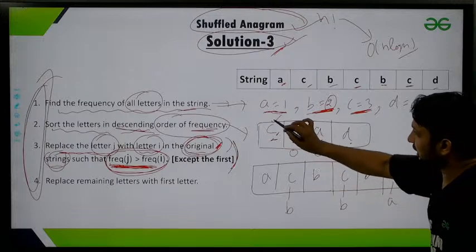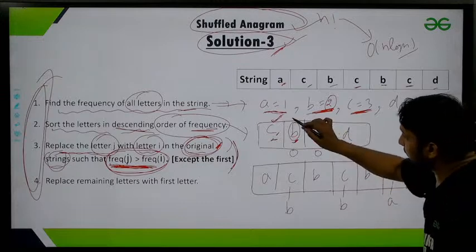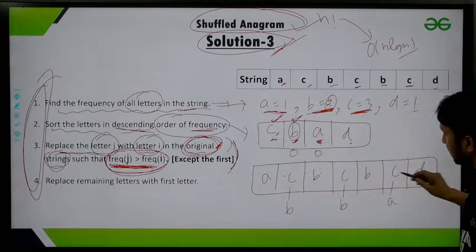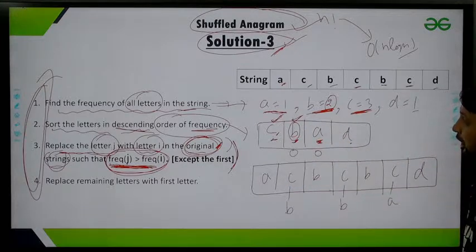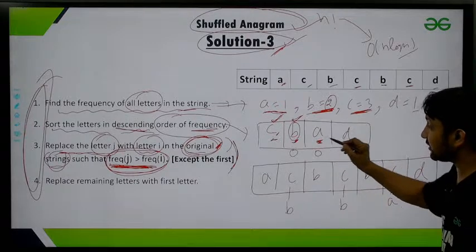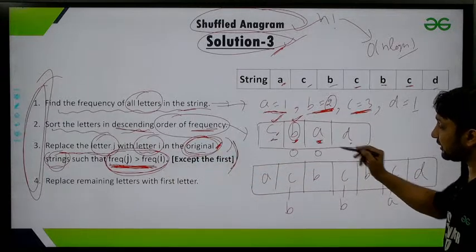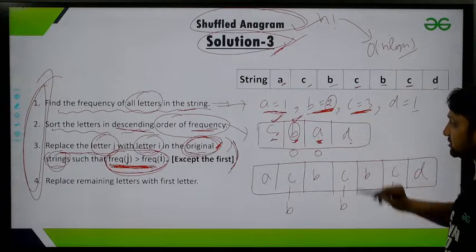See, now we are done with C. We have replaced all the C, and now we will replace B in the original string. How? With whom will I replace B? Who has less frequency than B according to this step? One is A, one is D.